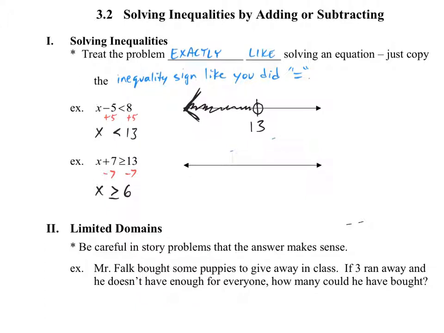Then I have a 6 for a boundary. Open circle, closed circle? Closed, because x could be 6. It's greater than or equal to. If it's greater than, we shade to the right. And make sure you put an arrow on the end, and we're good. Any questions on those? Those feel okay?